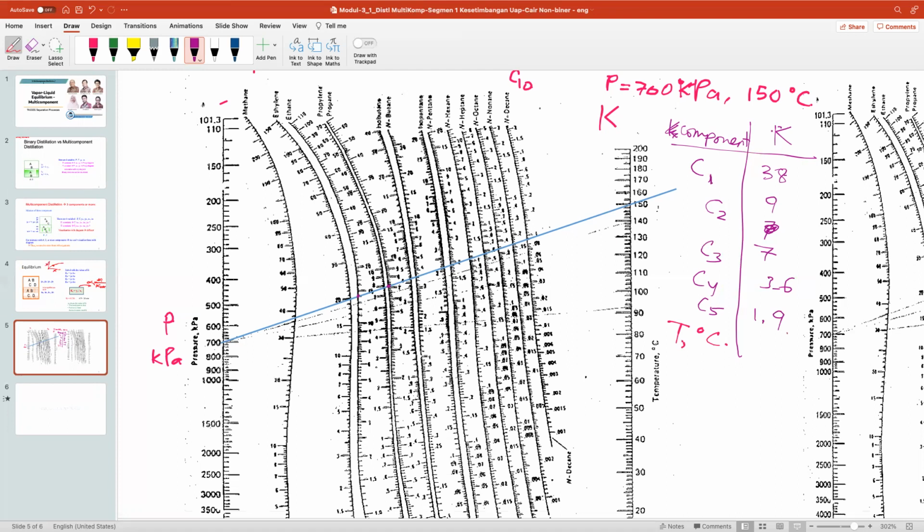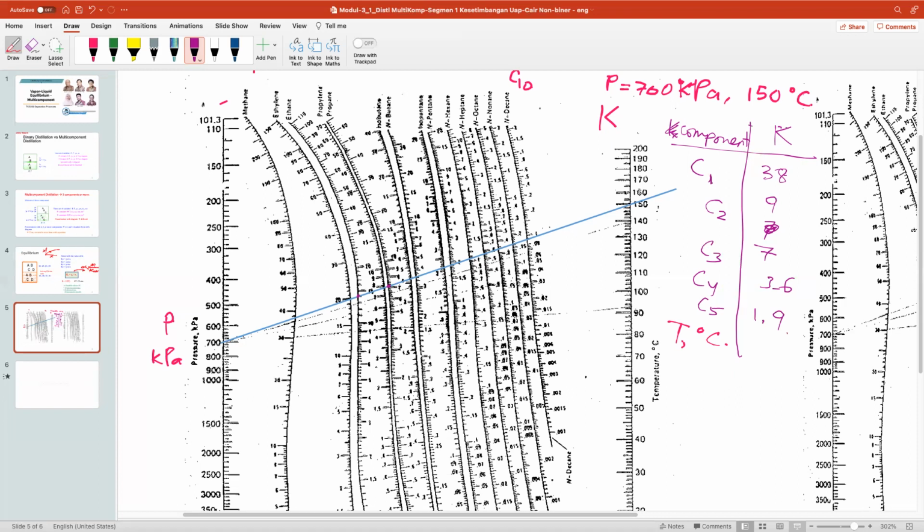What can you see from here? The K. What can you see from this data? The K is decreasing. I mean decreasing, ma'am. All right. K is decreasing with the increasing number of carbon atoms in the molecule. So you can see that C1 is the more volatile. The higher K is, the more volatile the component is.